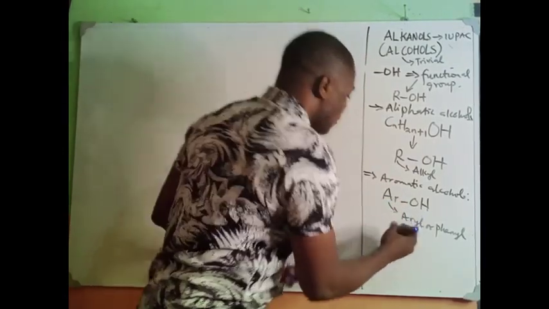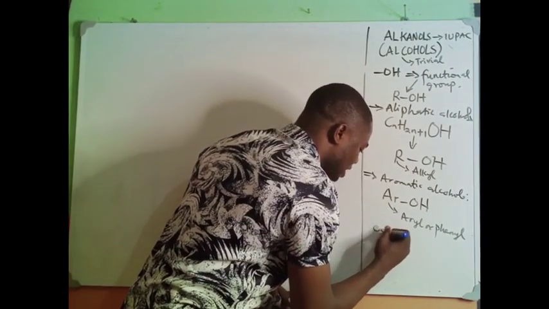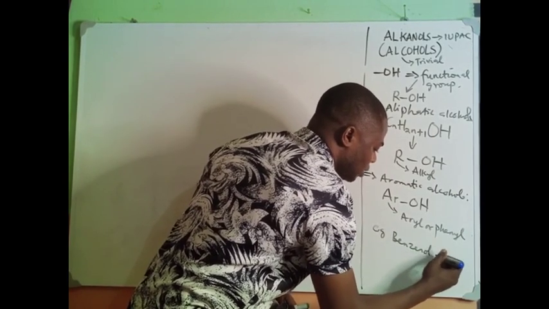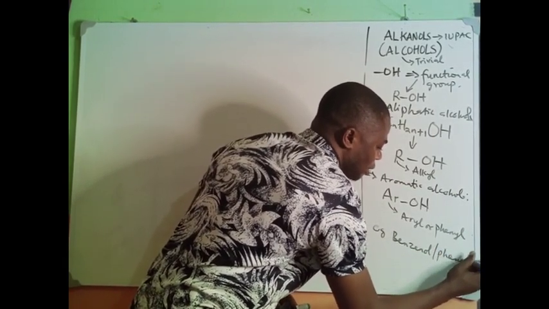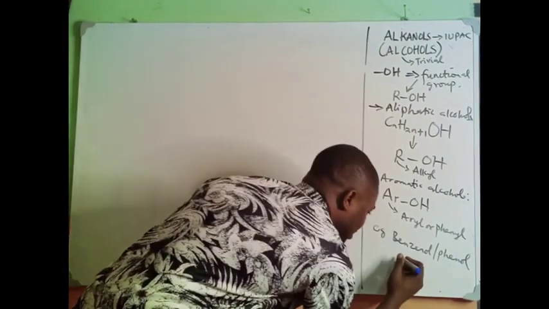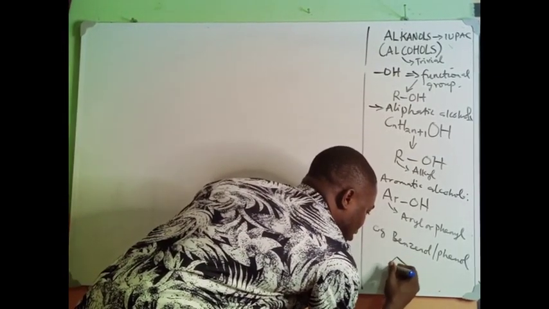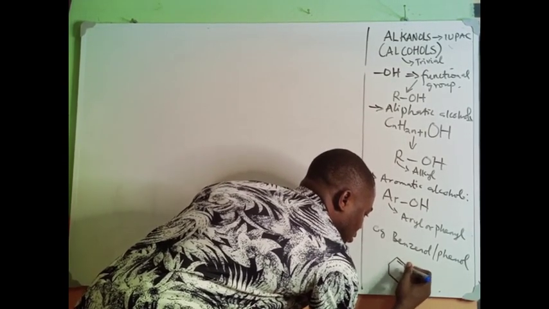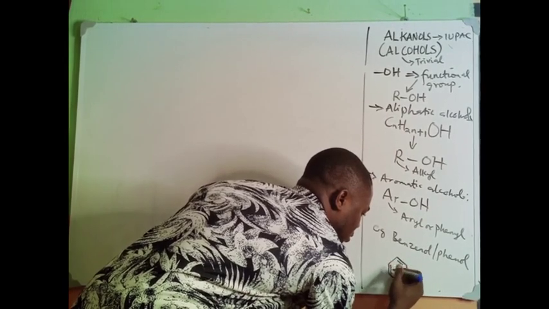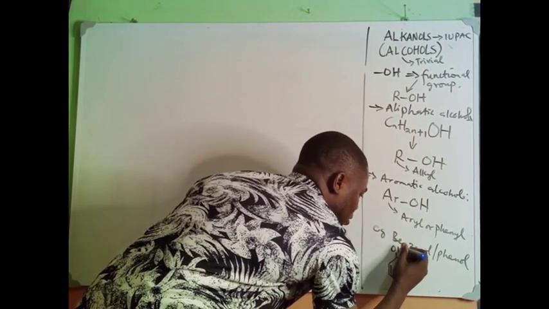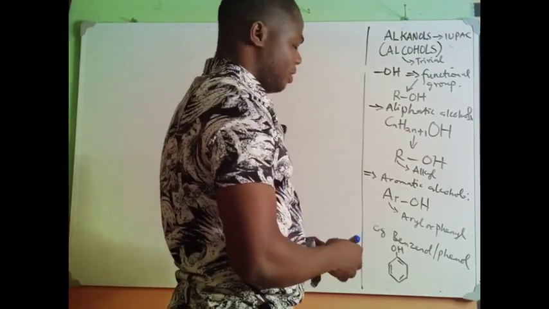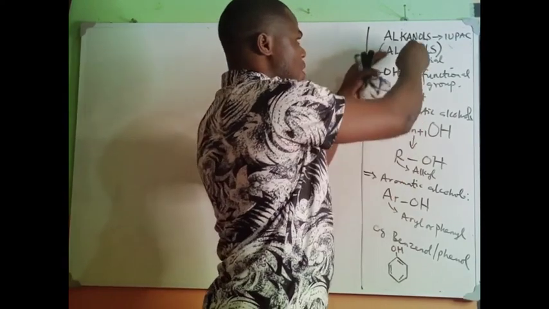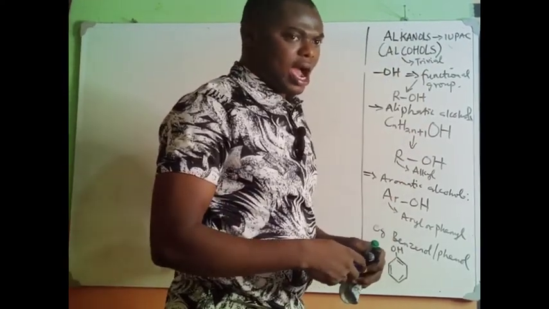An example of this aromatic alcohol is what we call benzenol, or phenol. Let me use this one. That is benzenol, or what we call phenol. So that is all about the basic things that you need to know under this compound called alkanol.